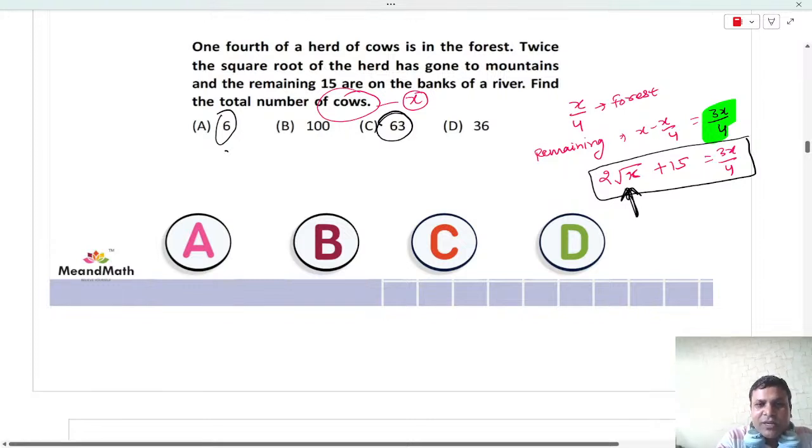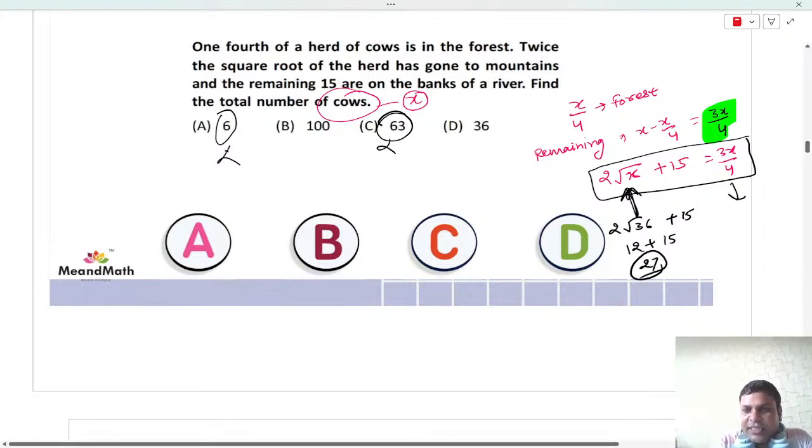Is 63 a perfect square number? No. So both are wrong answers. Now you can check with 36 and 100 only. 2 root 36 plus 15. 2 root 36 is 12 plus 15, it's 27. And the right hand side, 3 by 4 into 36, again it's 27. It's satisfying the equation. Check for 100 also.